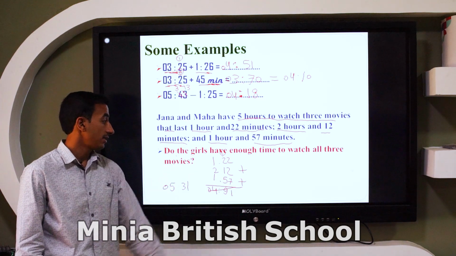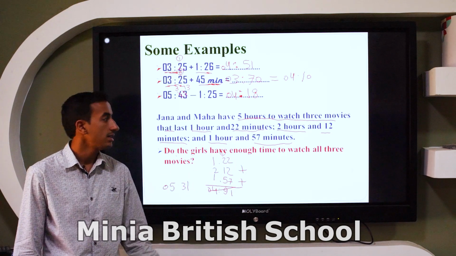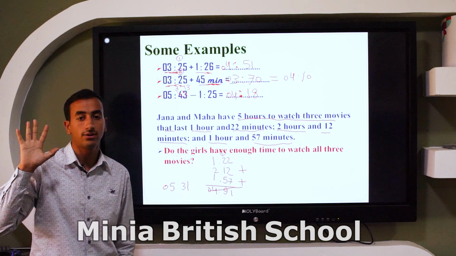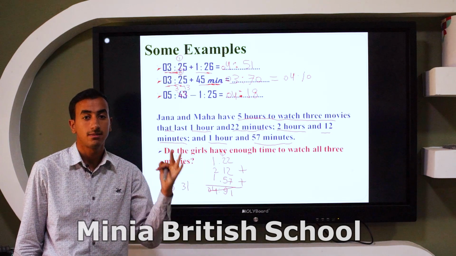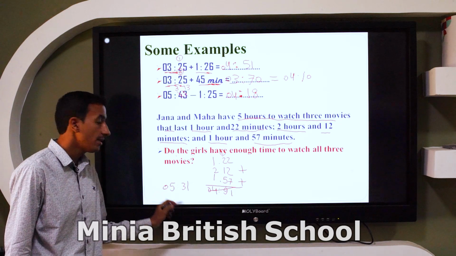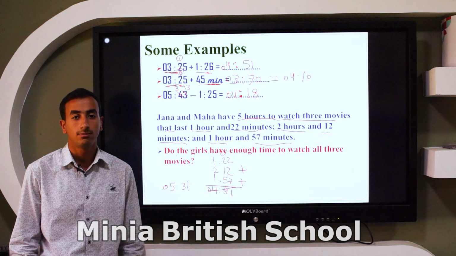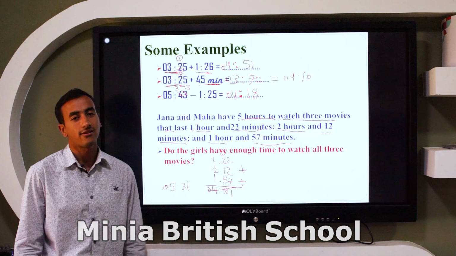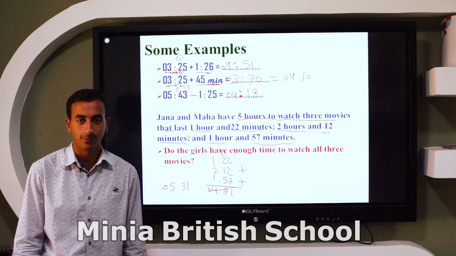Do the girls have enough time to watch all 3 movies? The girls have only 5 hours to watch these 3 movies, but the 3 movies take 5 hours and 31 minutes. So the 2 girls don't have enough time.